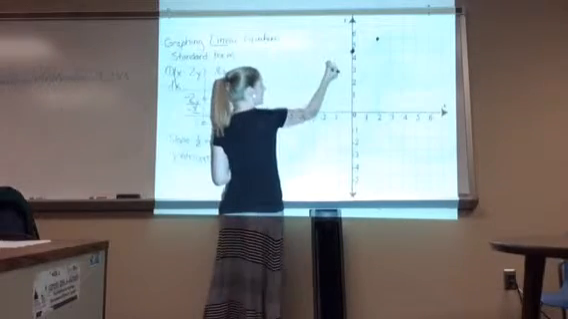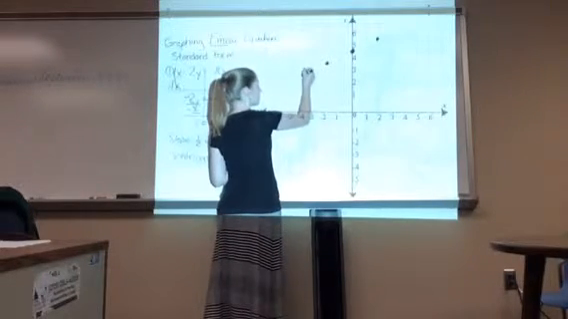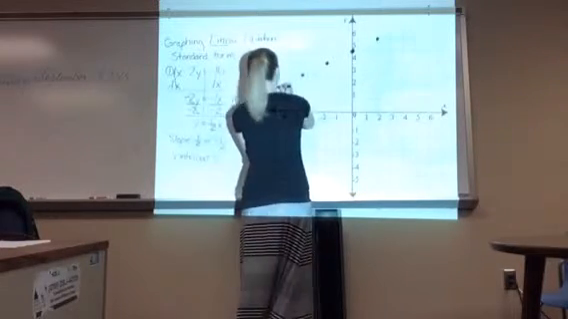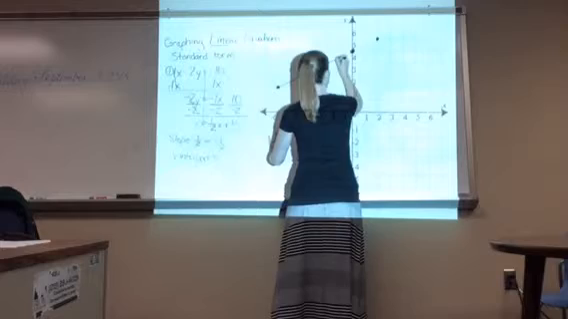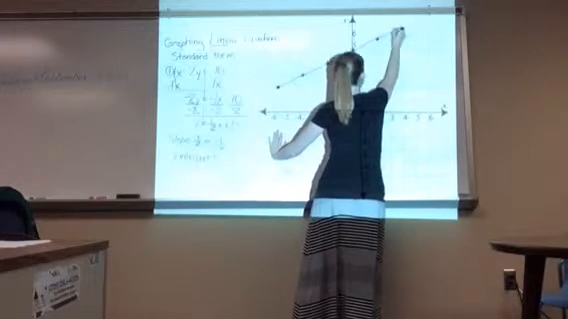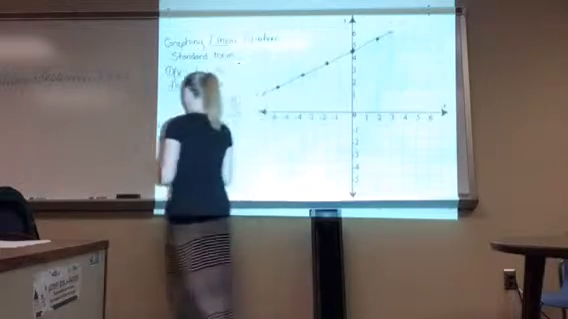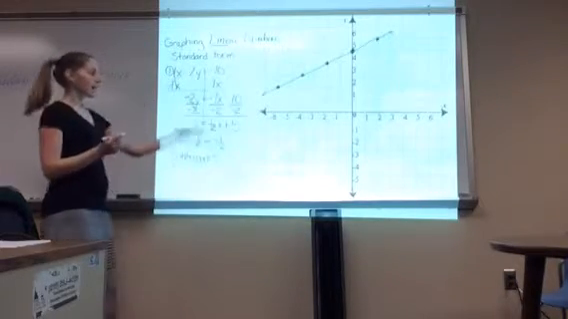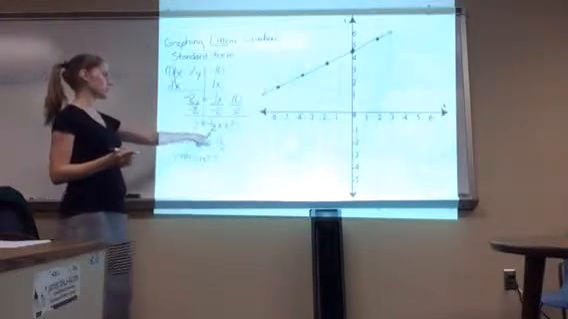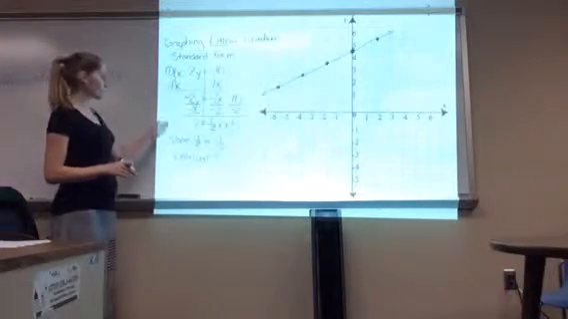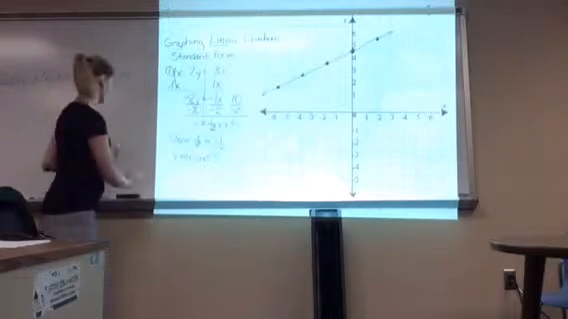And I can do that again. Go down 1, to the left 2. Down 1, to the left 2. So once I have all my points, I go ahead and connect them with a straight line. We put arrows at the end to demonstrate that this goes on forever. I just don't have enough room to show it. And that's our graph. It was supposed to be a positive slope. Mine's a positive slope. So solve for y first and then graph it.